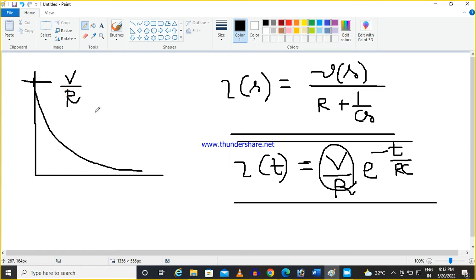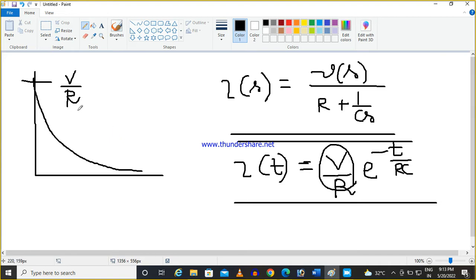And similarly you can compute the voltage also. After finding this IT, you can find out the voltage across the capacitor also, how it is getting increased. Okay, so slowly it will go and it will reach the voltage V. So that is the thing.